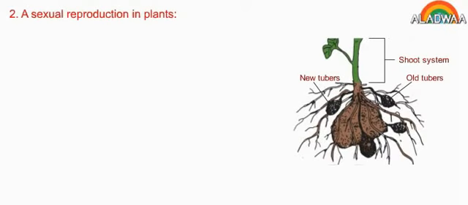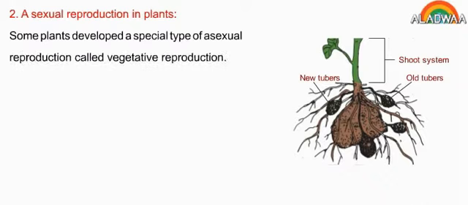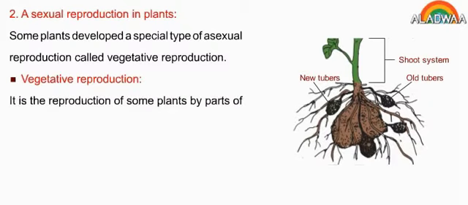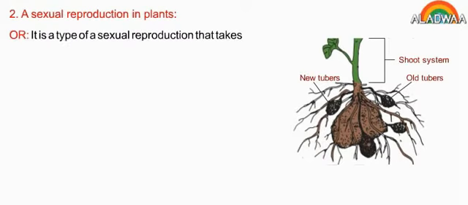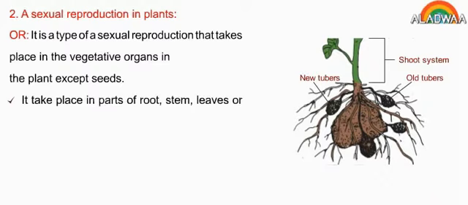Asexual reproduction in plants. Some plants developed a special type of asexual reproduction called vegetative reproduction. Vegetative reproduction is the reproduction of some plants by parts of the root, stem, and leaves. Or, it is a type of asexual reproduction that takes place in the vegetative organs in the plant except seeds. It takes place in parts of root, stem, leaves, or buds.